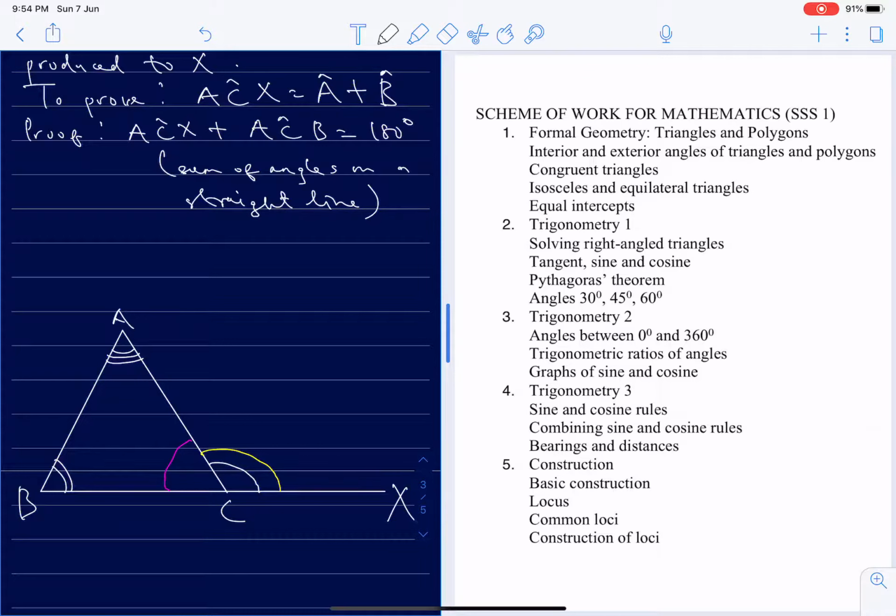Now, having said that, angle A plus angle B plus angle ACB is equal to 180 degrees. And what's the reason for that? Sum of angles in a triangle. I'm writing this in short for angles. Sum of angles in a triangle. ACB plus A plus B is 180 degrees. That's already proven, so we can use it here. We can just state it here. And what does that mean? I need to move this diagram down.